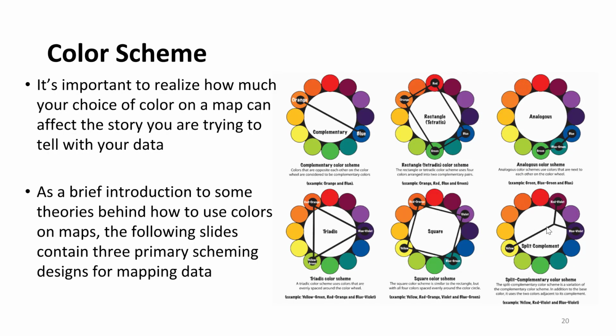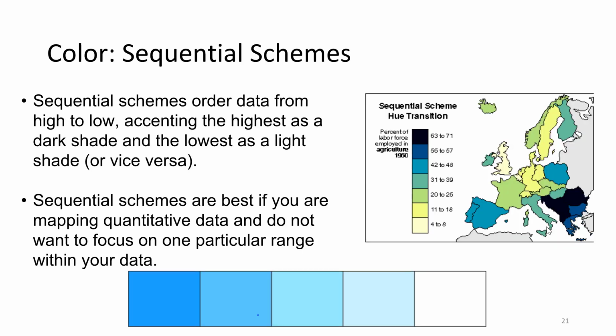So color scheme, it's really important to realize how much your choice of color on a map can affect the story you're trying to tell with your data. As a brief introduction to some theories behind how to use colors on a map, these next few slides contain three primary schemes for mapping data. One is a sequential scheme. Sequential schemes order data from high to low, and they accent the highest as a dark shade and the lowest as a light shade, or this can be vice versa.